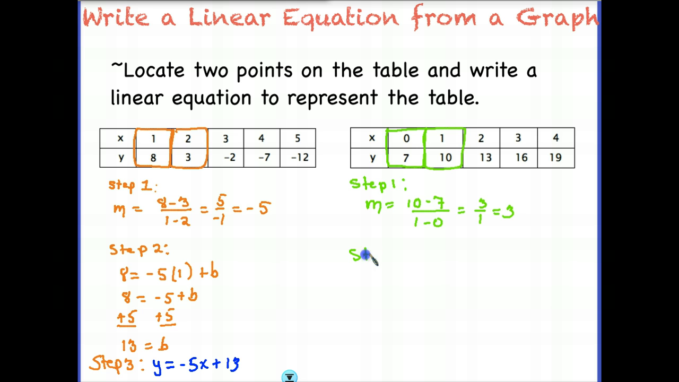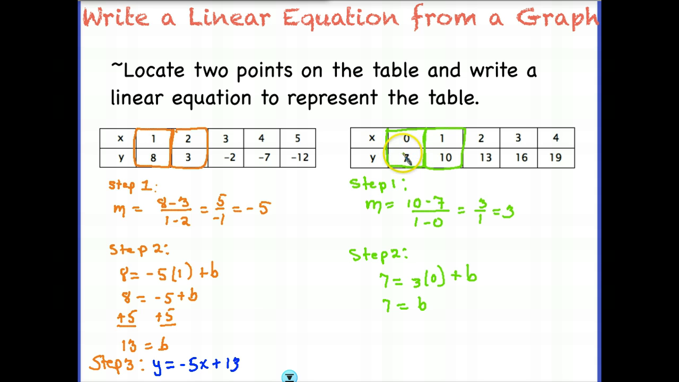Step 2, plug this into the equation along with one of our points. So I'm going to choose my first point here, 0, 7. So y is 7 equals my slope times x, which we chose to be 0, plus b. Well, 3 times 0 is just 0. So notice that our y-intercept is just 7.